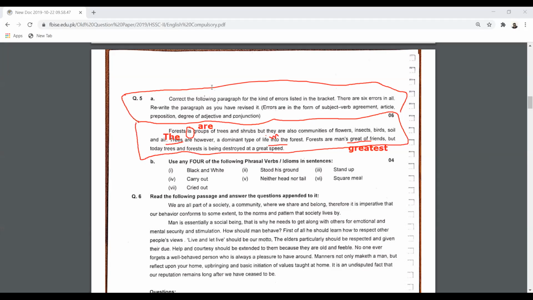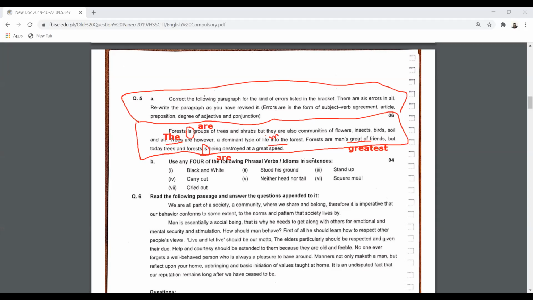So again, we will give a line over here. The are will be given in place of is. Okay. So we will write again here, are. So this is also a mistake. Okay. So are being destroyed at a great speed.